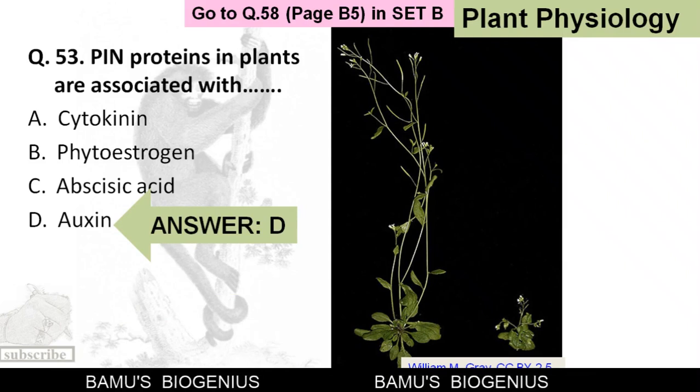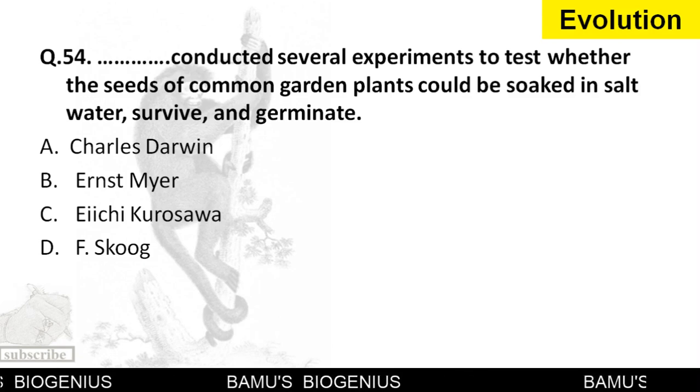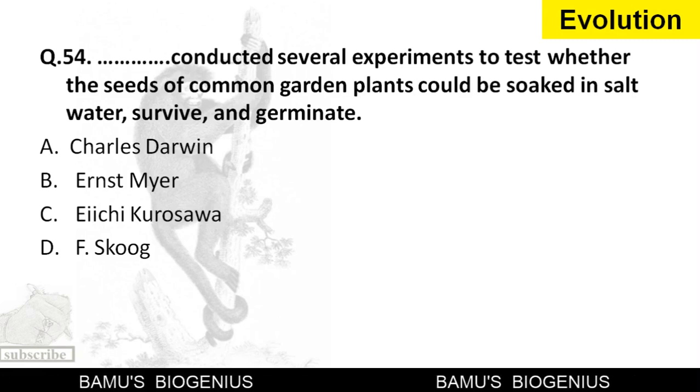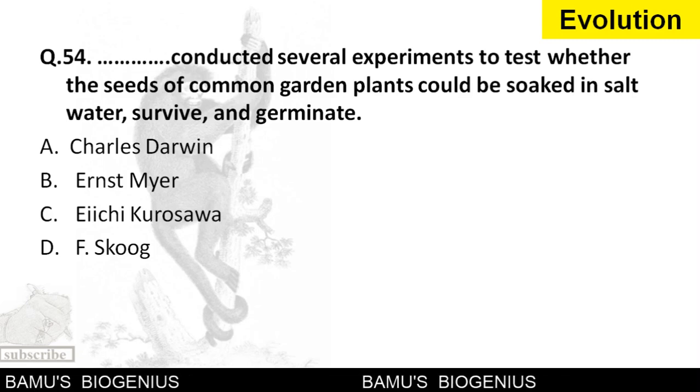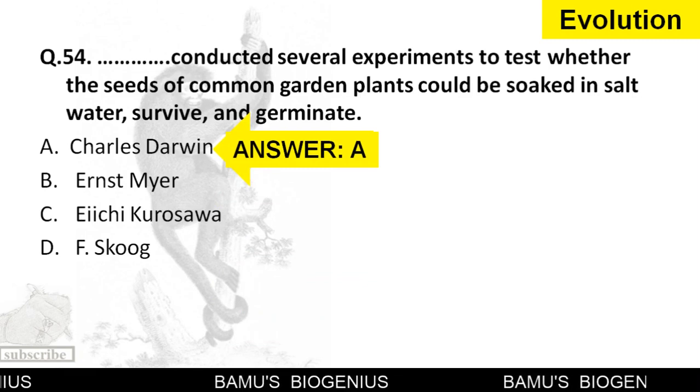Then question number 54 is dash conducted several experiments to test whether the seeds of a common garden plant could be soaked in salt water, survive and germinate. The options are A. Charles Darwin, B. Ernest Mayr, C. Aichi Kurosawa, and D. F. Skook. This is a question from evolution, and the answer to this question is Charles Darwin.